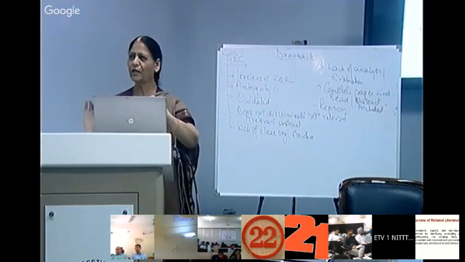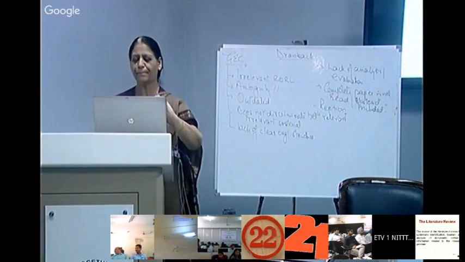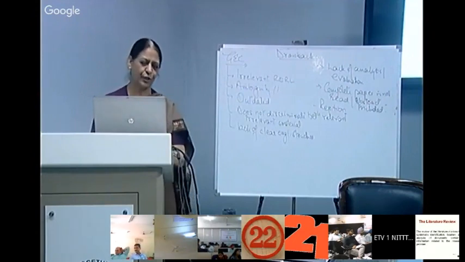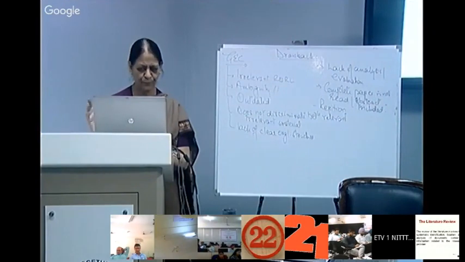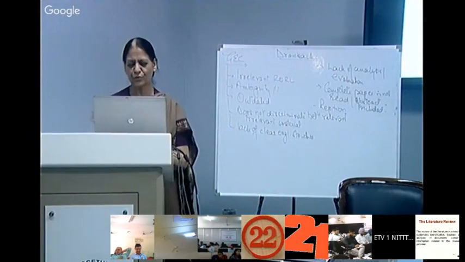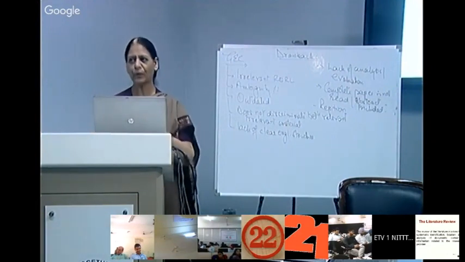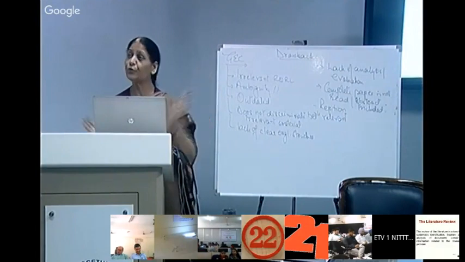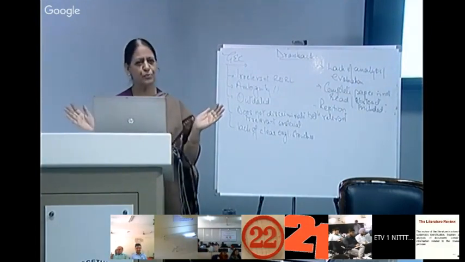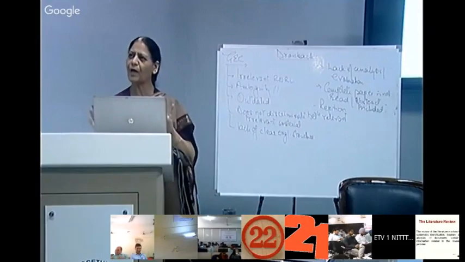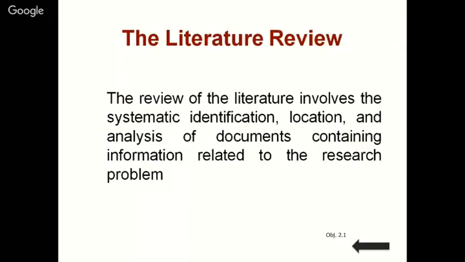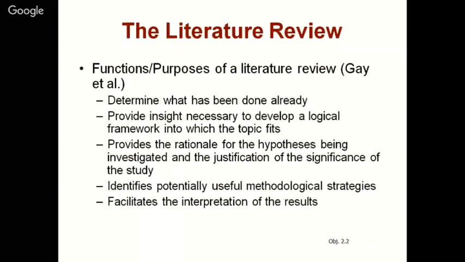So in brief, you can say that review of literature involves identification, location, and analysis of the documents containing information related to the research problem. If you do it prior to the study, it is more broad. But once the problem has been formulated, you are pinpointing the research which is related to your work, which is concerning the same variables which you have included in the study.